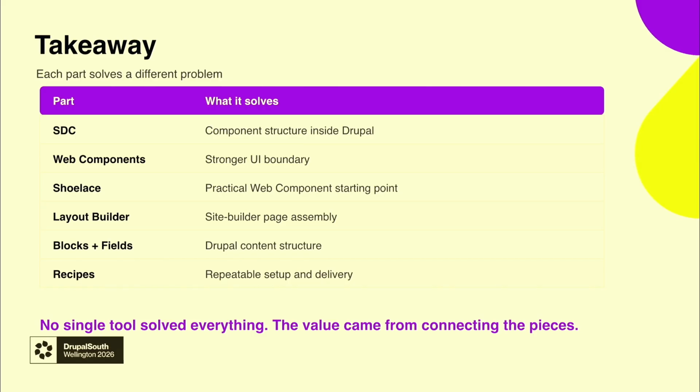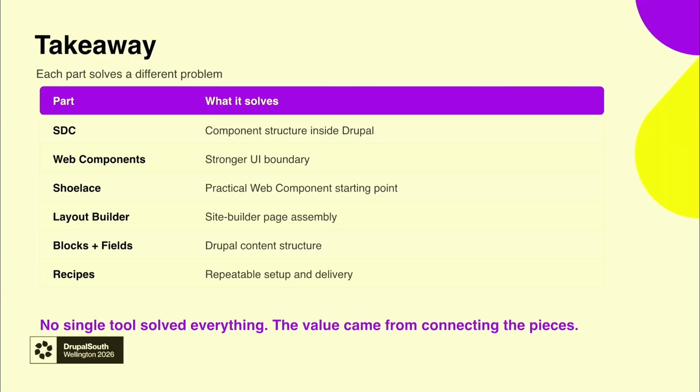So the takeaway I have mentioned in my presentation, I'll try to repeat again. The main takeaway in this table is that each of the parts solves a different problem. SDC helps organize the components inside Drupal. Web components help create a strong boundary from the existing theme. Shoelace gives a practical web component library without starting from scratch.